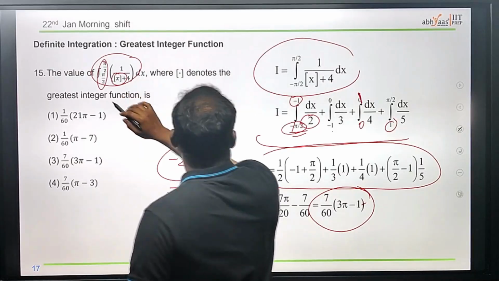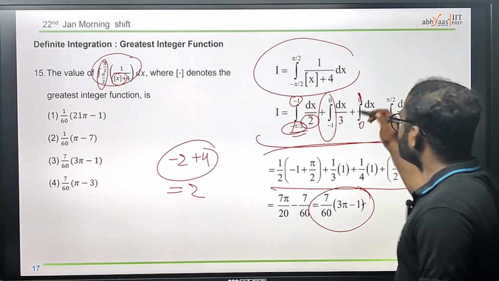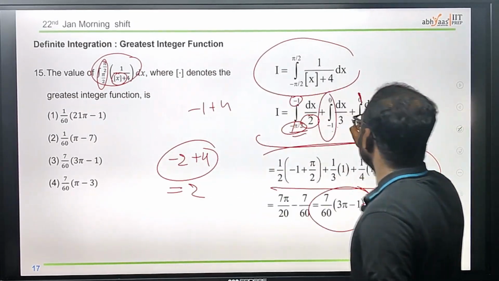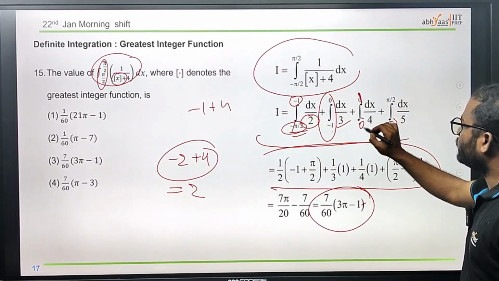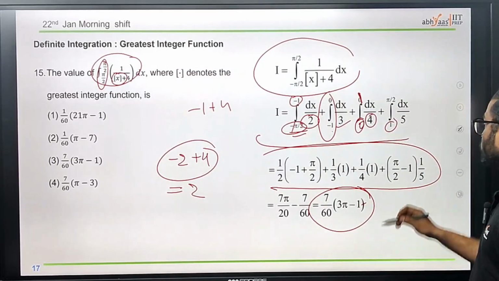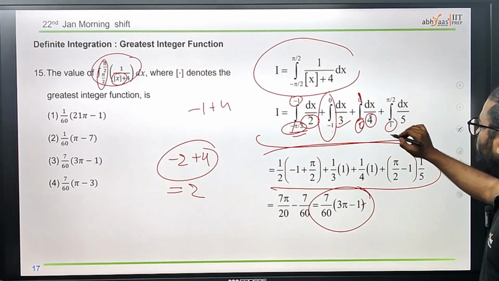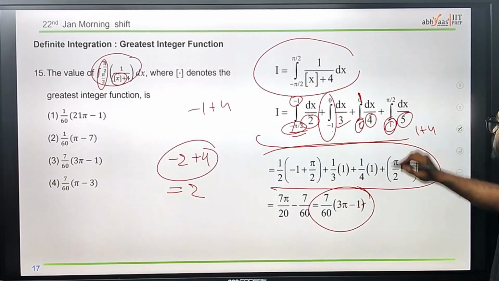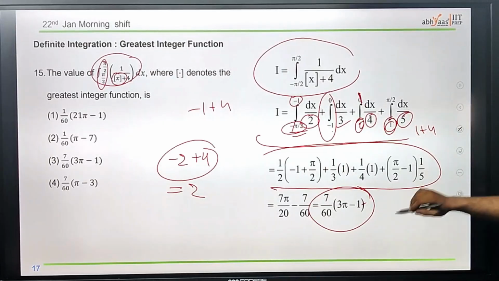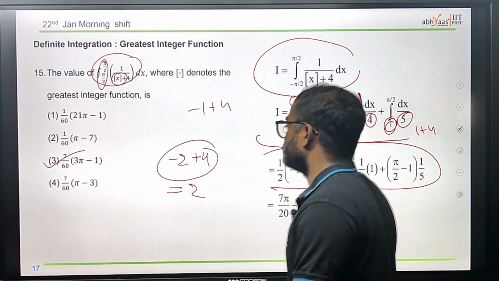Okay, similarly in this region minus 1 to 0, just substitute in this one, minus 1 to 0 will give minus 1. Okay, therefore minus 1 plus 4 gives 3. Okay, similarly 0 to 1 will give 0. Okay, sorry, 0 plus 4 gives us 4. Okay, now similarly 1 to pi by 2 gives 1, therefore 1 plus 4 gives 5. Okay, that's how we can easily do the simplification of the definite integration. Okay, we got 7 by 60, 3 pi minus 1, which is option 3, our answer.